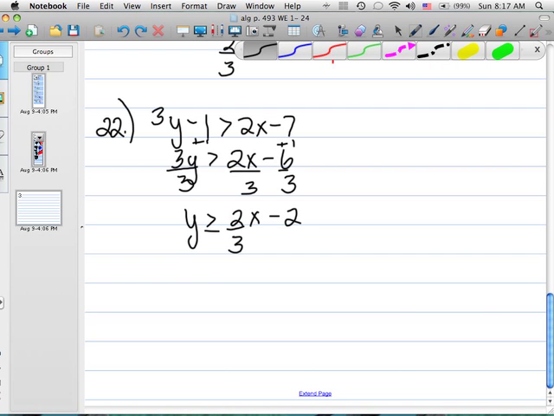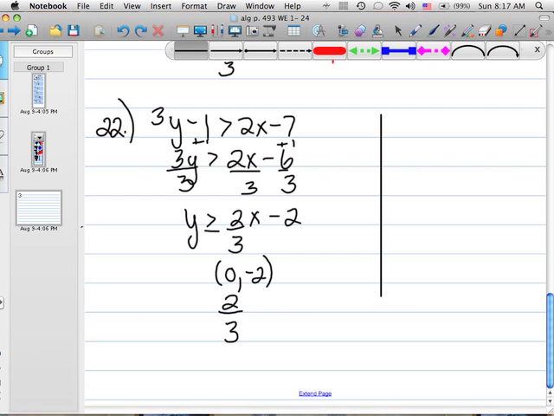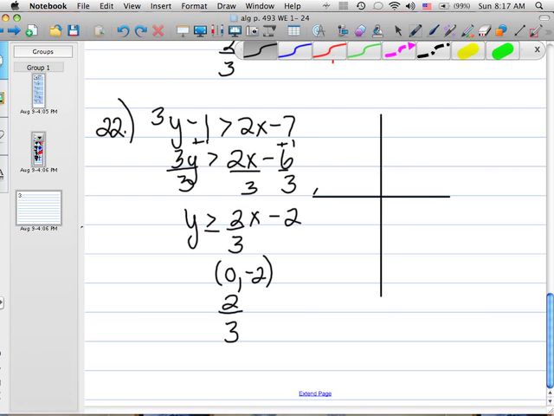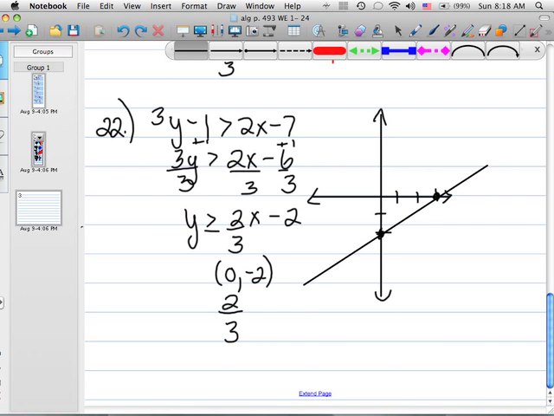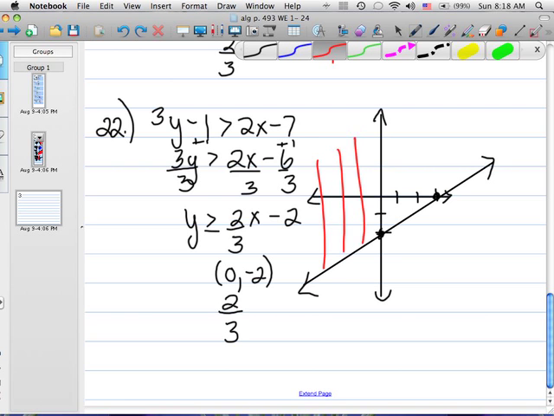So my intercept where it crosses the y-axis is 0, negative 2. My slope is 2/3, up 2, right 3. Graphing it, we first plot our intercept, 0, negative 2. And then the slope is 2/3, up 2, right 3. So it would be this point right here. It says greater than or equal to, that's a solid line. And greater than or equal to would be shaded above. So it's all the ordered pairs above that would work, and also the ordered pairs on the line.